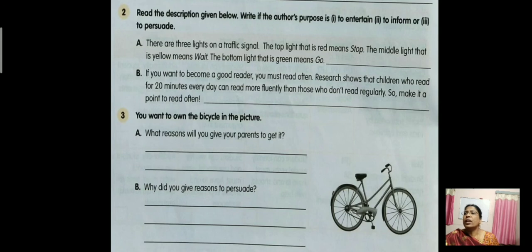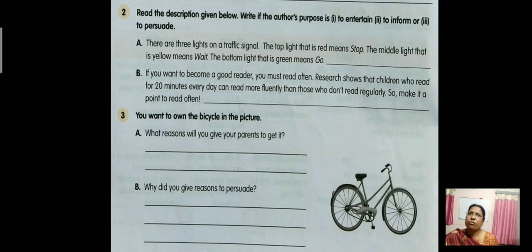So next one. If you want to become a good reader, okay, you must read often. Research shows that children who read for 20 minutes every day can read more fluently than those who don't read regularly. So make it a point to read often. So here, what is the author's purpose? So here he wants, if you want to become a good reader, then certain facts are given. So here the author wants to, yes, very good. The author wants to persuade.